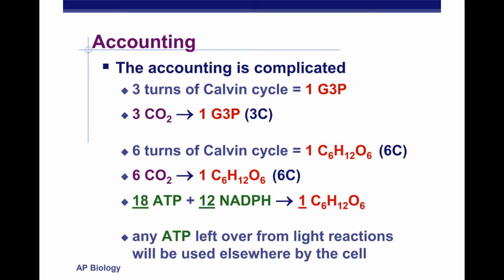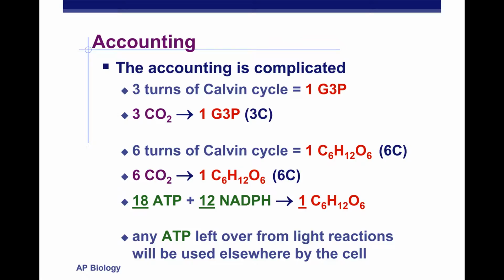Because glucose has 6 carbons, again, you only get 1 new carbon from each carbon dioxide molecule, so you need the Calvin cycle to happen 6 times, to turn 6 times. So 6 CO2s give us 1 C6H12O6, or glucose.